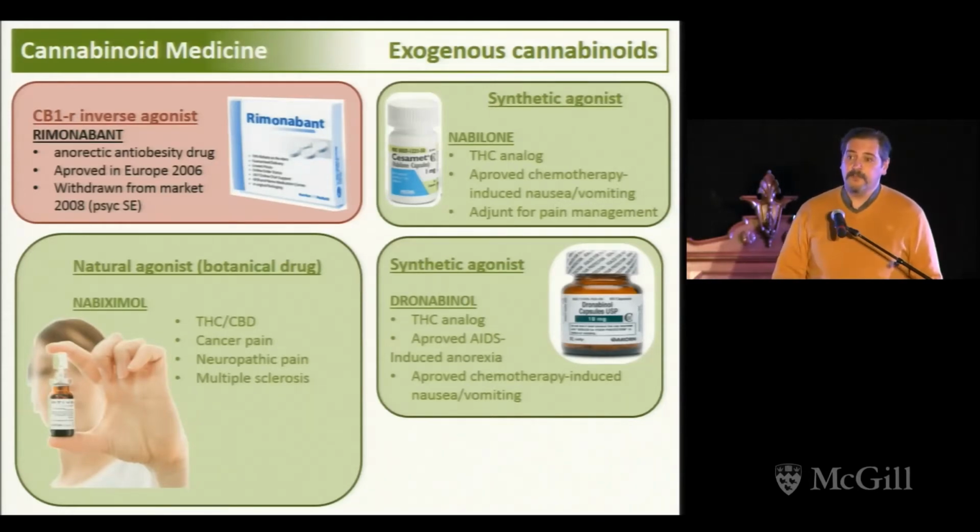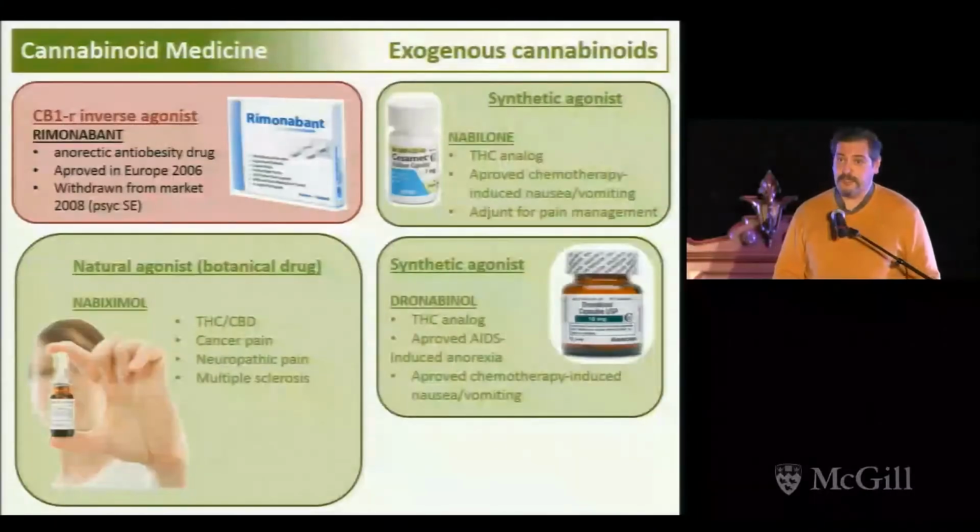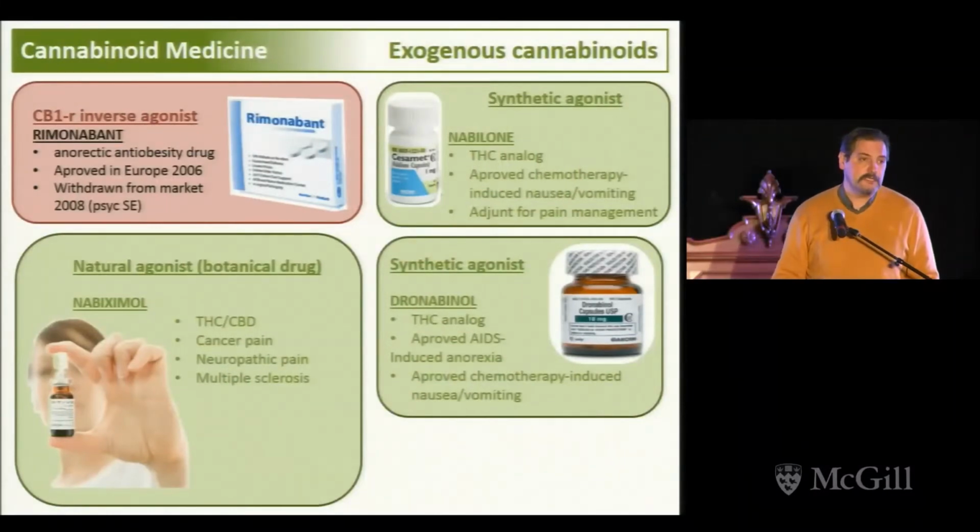In particular, it is recommended to prevent and to treat nausea and vomiting in patients receiving chemotherapy. But also, we have good evidence to support its use for pain management. Dronabinol has been approved to treat anorexia, which is lack of appetite, in patients with HIV and AIDS. But also, it's a good adjuvant to prevent nausea and vomiting for patients with chemotherapy-induced symptoms.